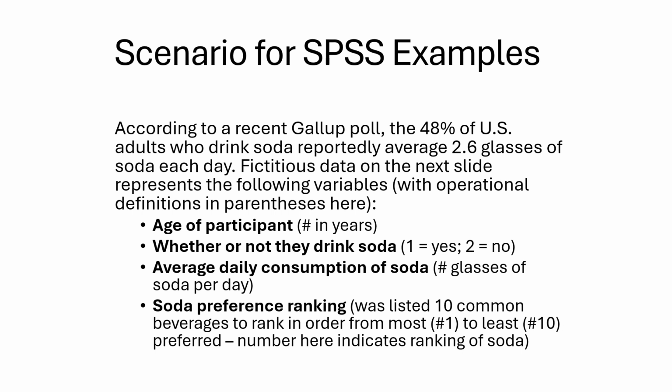Age of participants, it's their age in years. Whether or not they drink soda, 1 is a yes, 2 is a no. Their average daily consumption of soda by the number of glasses of soda they drink per day, and the soda preference rankings was listed 10 common beverages to rank in order from most to least preferred. So that number indicates the ranking of the soda.